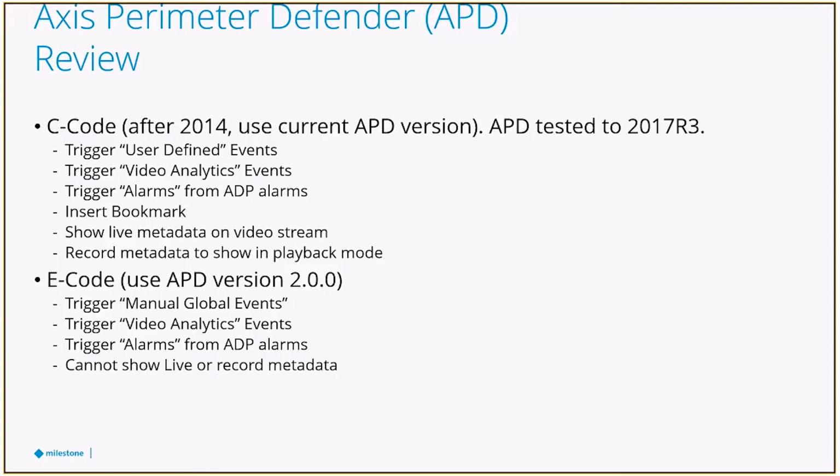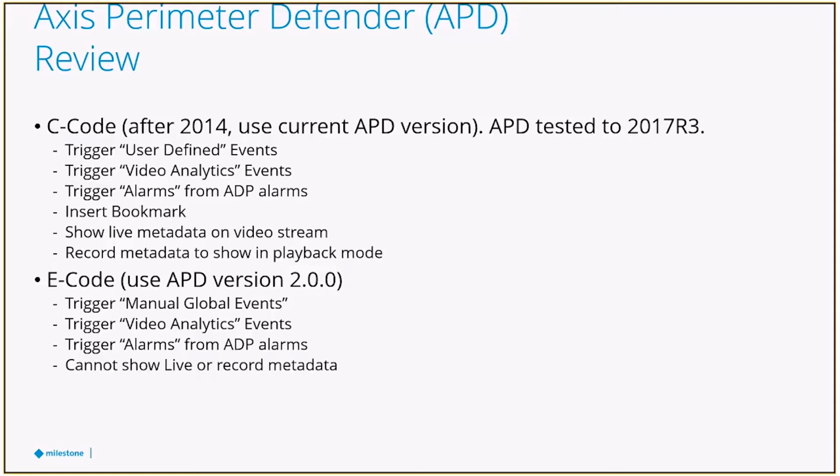So just a quick review on that: Perimeter Defender, from here on out, we refer to it as APD. It is compatible with C code. You see on my PowerPoint here that you can trigger user-defined events, video analytic events, and alarms from APD. Within this plugin that Axis has created, we can do bookmarks, and you'll notice where it says show live metadata on the video stream, and also record that metadata for playback purposes. Again, what I'm talking about here is those bounding box overlays.